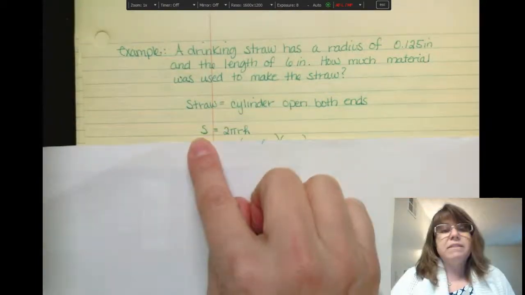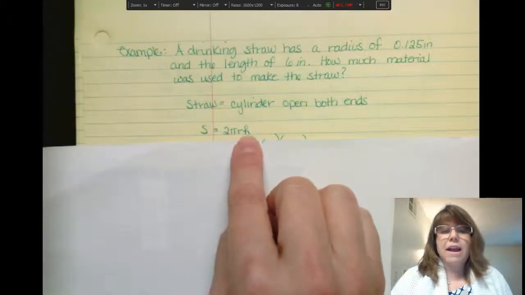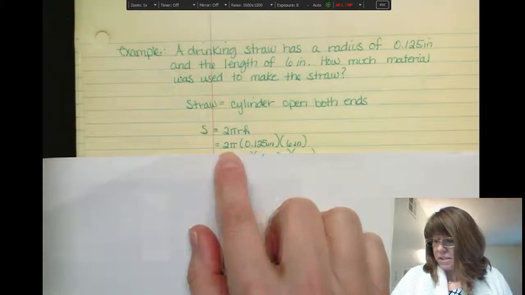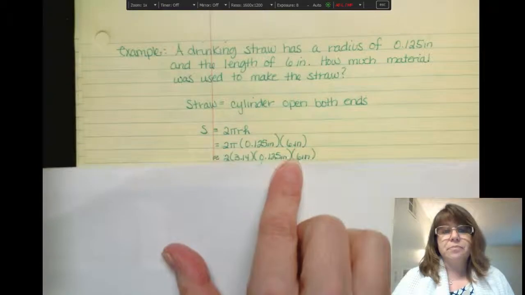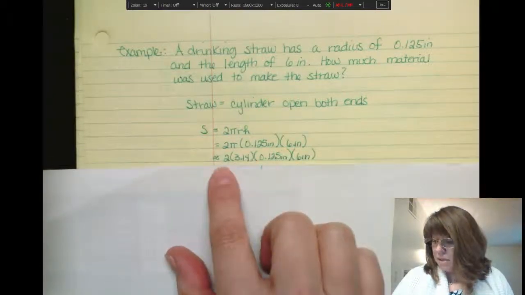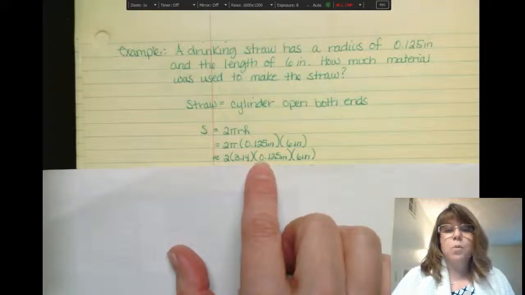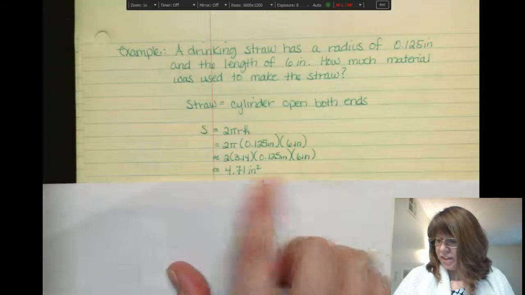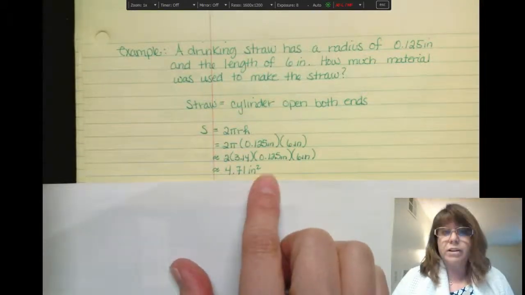So my formula for my surface area is 2 pi r h. 2 pi times 0.125 inches times 6 inches will be approximately 2 times 3.14 times 1.25 times 6, giving me approximately 4.71 inches squared.